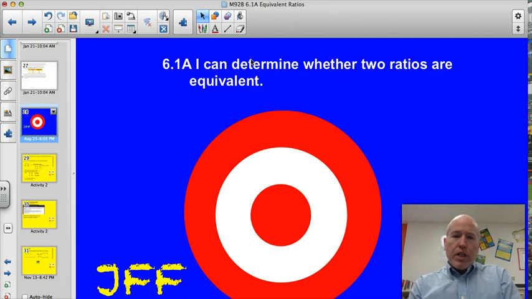All right, officially tonight's target is 6.1a. I can determine whether two ratios are equivalent.